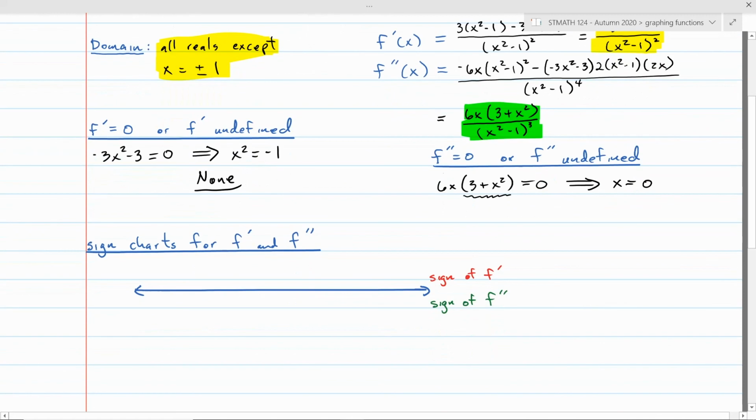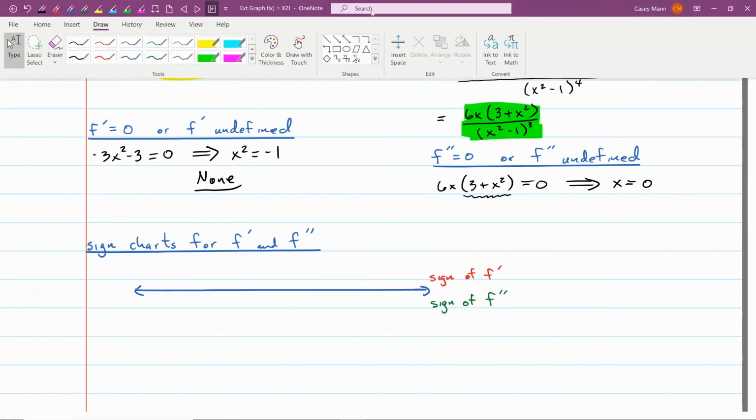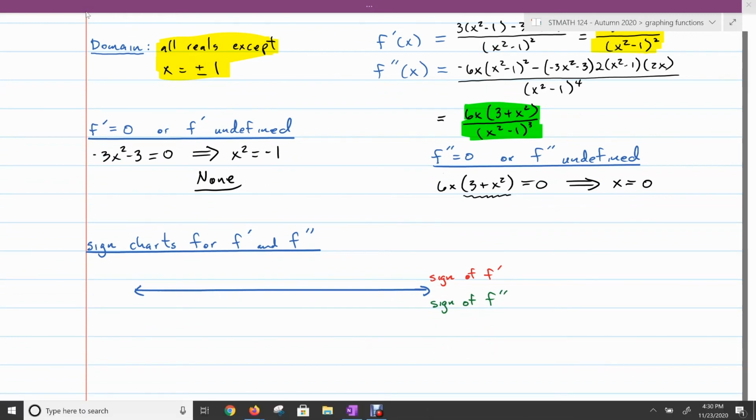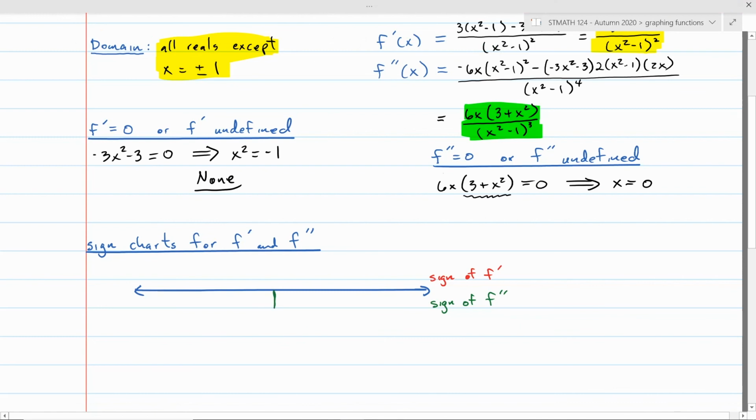So what points do we have to think about on our number line? Well, we have that place where the second derivative is equal to 0, x equals 0. So let's put it right in the middle here, 0. And then also there are the places where the function was undefined, and both the first derivative and the second derivative could change signs at those places. So at plus and minus 1, I'm going to put a bar that goes all the way through, since both the first and second derivatives could change sign at these places. So let me mark them for both.